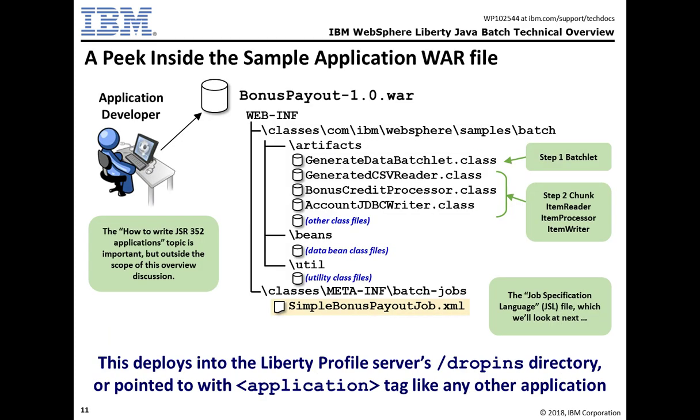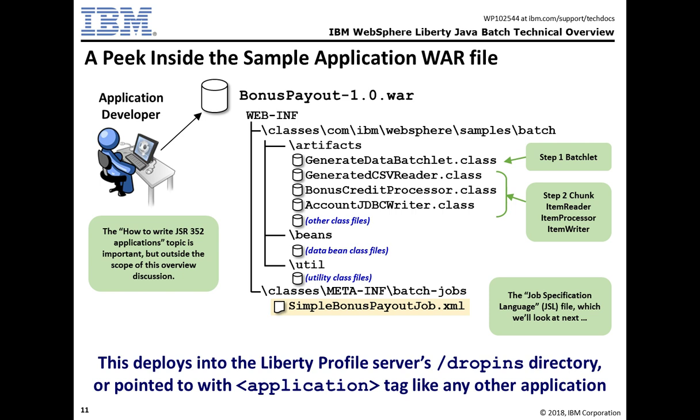All right, so let's take a look at how you'd package this thing, and then we'll take a look at the JSL. So Java batch applications are packaged as WAR files or as EAR files, which is typically how you package a web application or an EJB application to deploy into a server. Inside our WAR file here, you can see the class files for our Java programs that implement our batchlet, our generate data batchlet. That's our first step's piece of code. And then we have the reader, the processor, and the writer that are the implementations to read our CSV file, add our bonus in, and then use JDBC to write a row into some table.